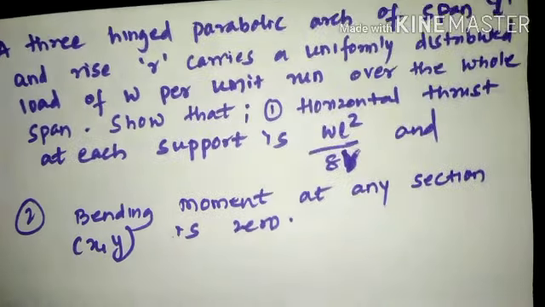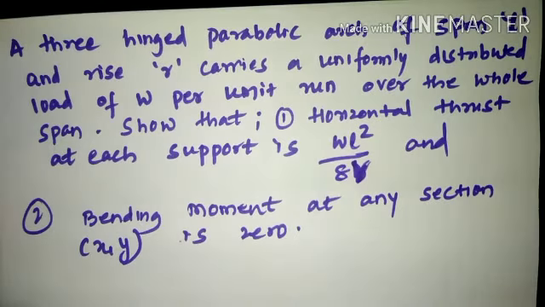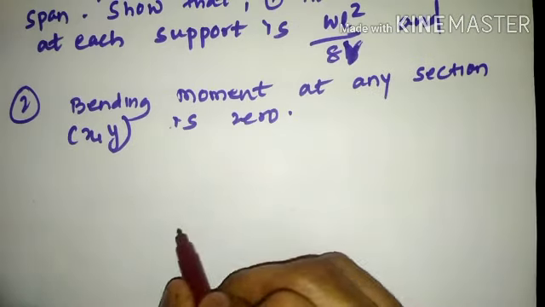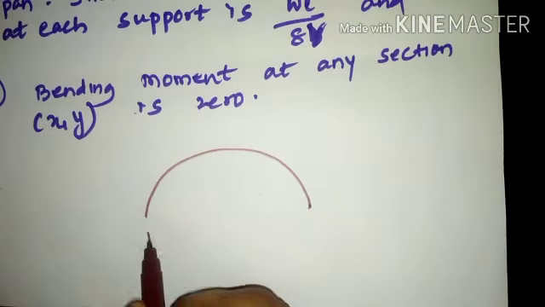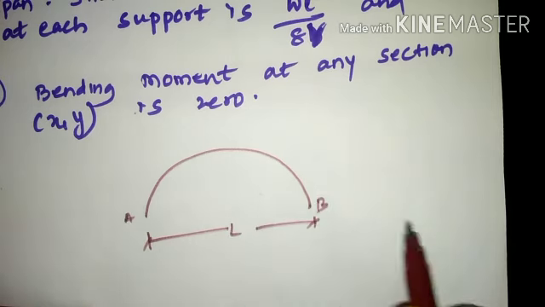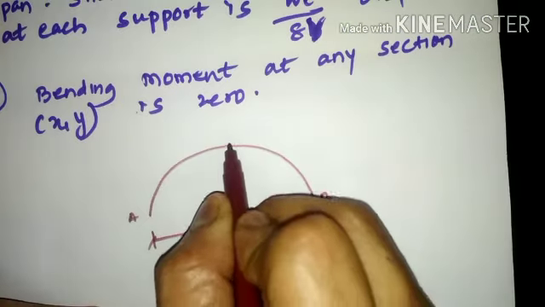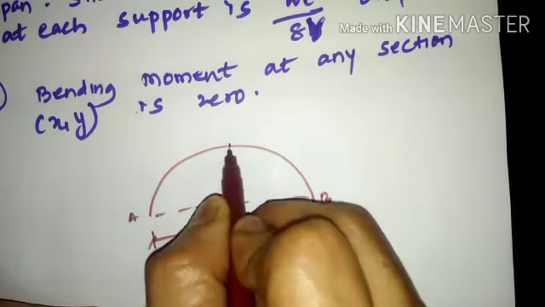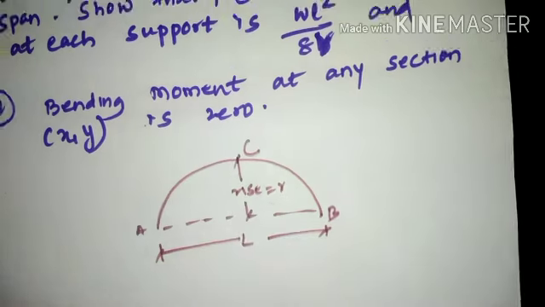So the statement goes like this: it is a three-hinged parabolic arch of span L and rise R. So we first need to draw a three-hinged arch, and the span of that arch is L. Span of the arch is L means the distance between the supports is L. We need to mark point A and point B, and the distance between both supports is L. The central rise is R. That means the height of the crown from the center line of this arch, the rise, is R.